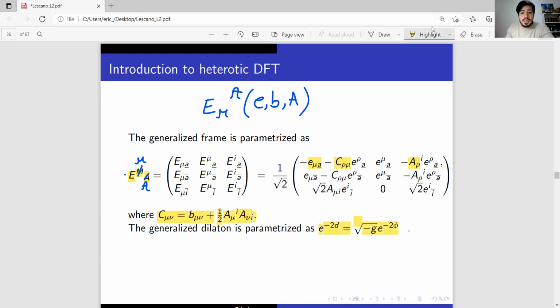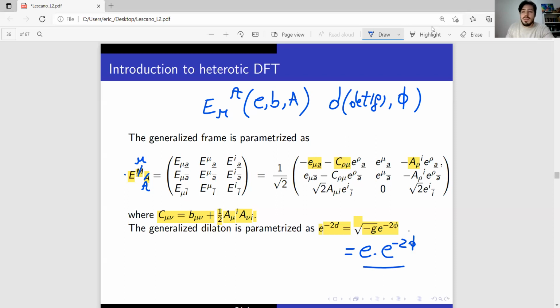This is our parameterization. So in some sense, the dilaton depends on the determinant of the metric and on the standard dilaton. Of course, we can write this relation as the determinant of the frame field times this object, if we want to write everything in terms of the frame field. You can write everything in terms of the frame field. This is our parameterization.